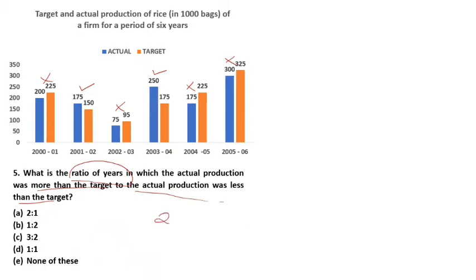Remaining 1, 2, 3 and 4. 4 years the actual production is less than the target. So it is asked what is the ratio between these two numbers. So 2 is to 4. 2 is to 4 is equal to 1 is to 2. You can cut it with a 2. So the answer is 1 is to 2. So accordingly 1 is to 2 is the correct answer. Mark the correct answer as B.